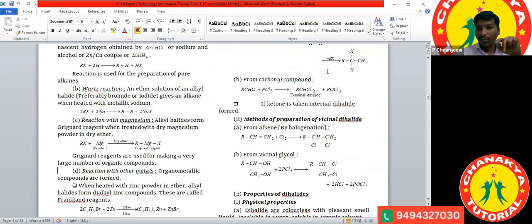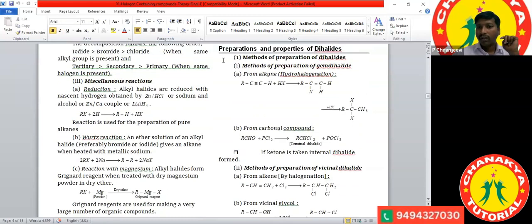Now let's see. First, they have given us some preparation. From alkynes we can prepare geminal dihalides, and the alkynes we are taking are unsymmetrical alkynes. Unsymmetrical alkynes are treated with the hydrogen halide. Alkynes treated with hydrogen halides, does it follow the Markovnikov rule or anti-Markovnikov rule?